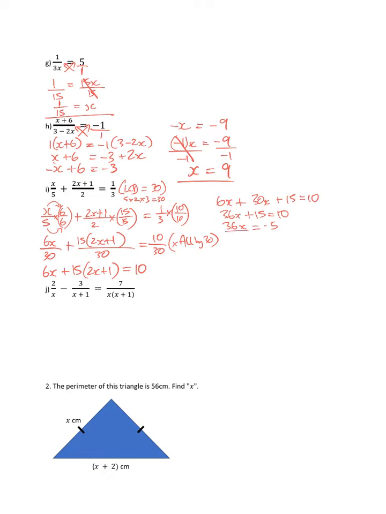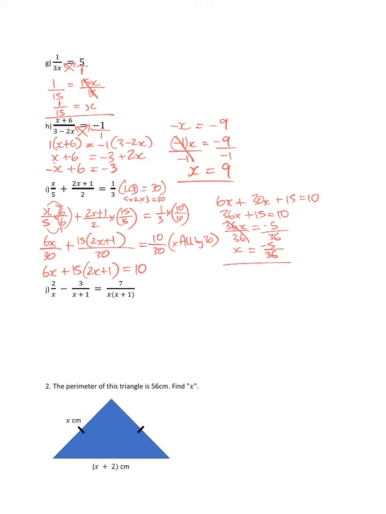36x's, so what's the opposite of 36 times by x? It's dividing by 36. Divide both sides by 36. 36 divided by 36 comes to 1, so it leaves x by itself. x is going to be negative 5 over 36. That doesn't cancel down, so that's the solution there.